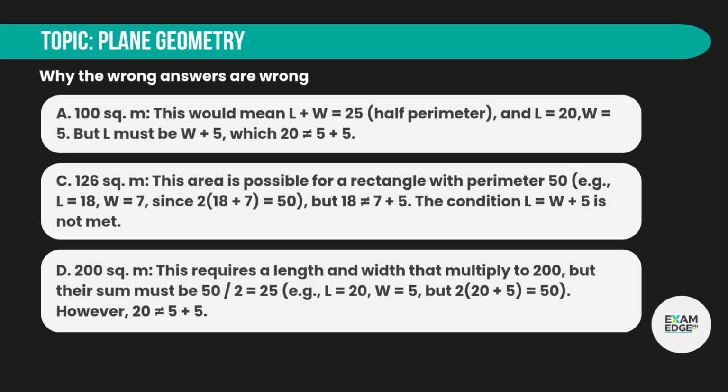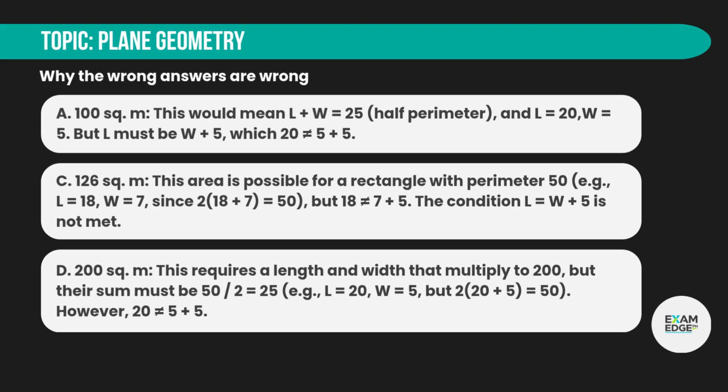Why the wrong answers are wrong? A. 100 square meters. This would mean L plus W equals 25, half the perimeter, and L equals 20, W equals 5. But L must be W plus 5, which 20 does not equal 5 plus 5. C. 126 square meters. This area is possible for a rectangle with perimeter 50, e.g. L equals 18, W equals 7, since 18 plus 7 equals 25, but 18 does not equal 7 plus 5. The condition L equals W plus 5 is not met.